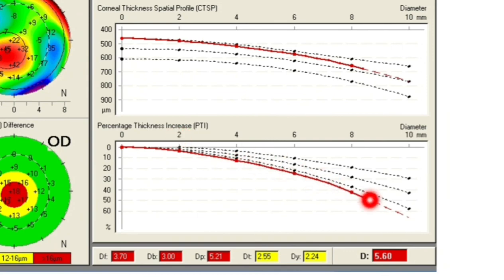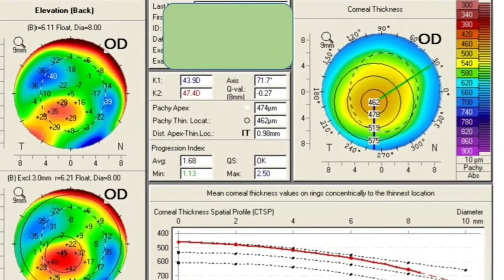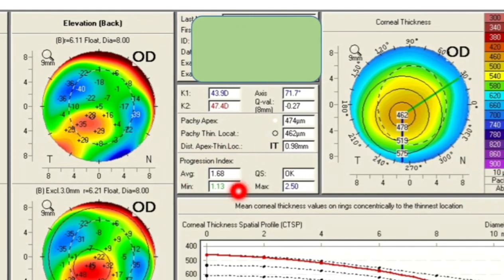The red curve is deviating before the 6 millimeter area, and also the average is more than 1.2, where it should not be more than 1.2. So this is also a case of keratoconus.